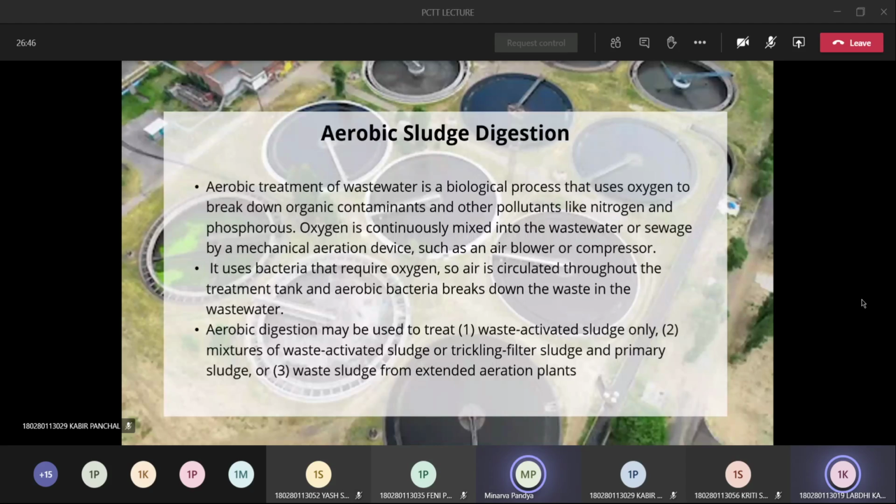It uses bacteria that require oxygen. So the air is circulated throughout the treatment tank, and the aerobic bacteria break down the waste in the wastewater. Aerobic digestion may be used to treat waste activated sludge or waste activated sludge and primary sludge or waste sludge from extended aeration plants. These are the three different possibilities when aerobic digestion may be used. Next.